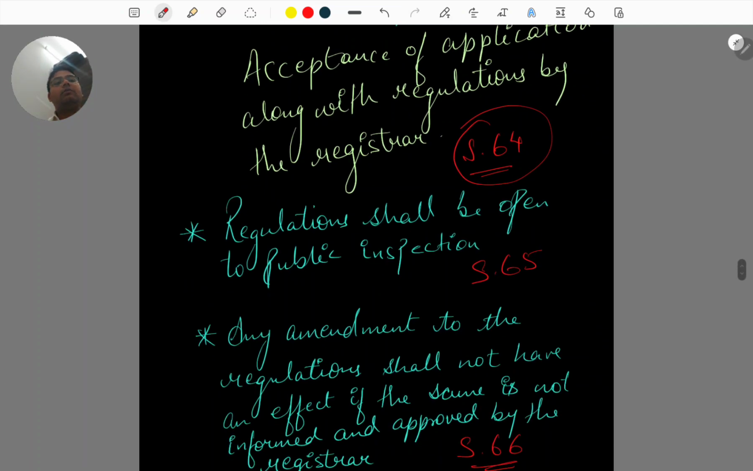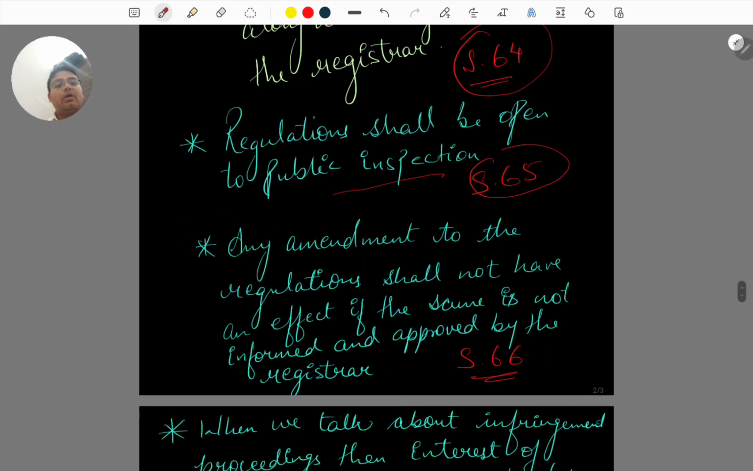Now, when we talk about the regulations, these regulations are always subject to public inspection, same as what we have for Section 49 and Section 148. Everything is open for public inspection. So this is covered under Section 65.